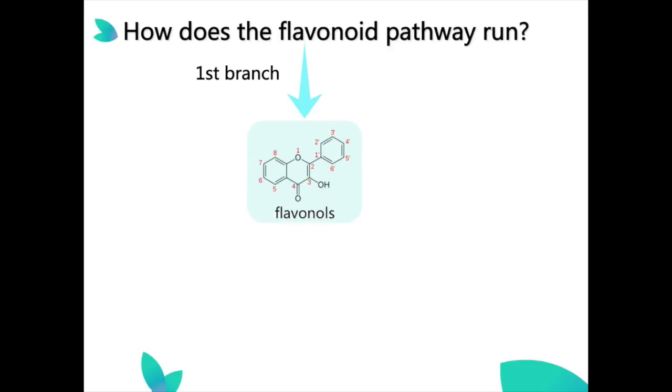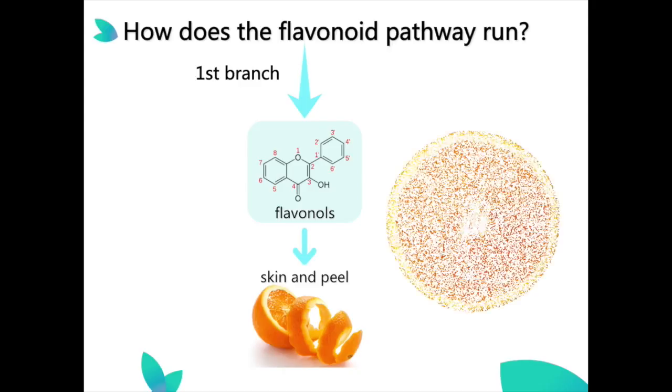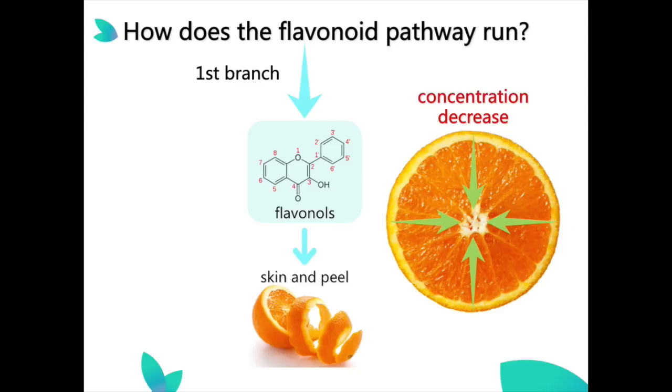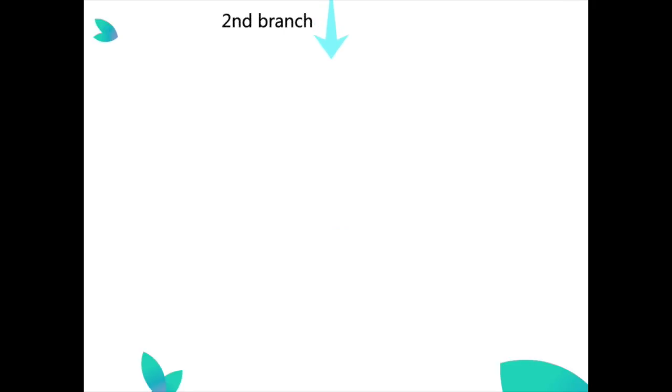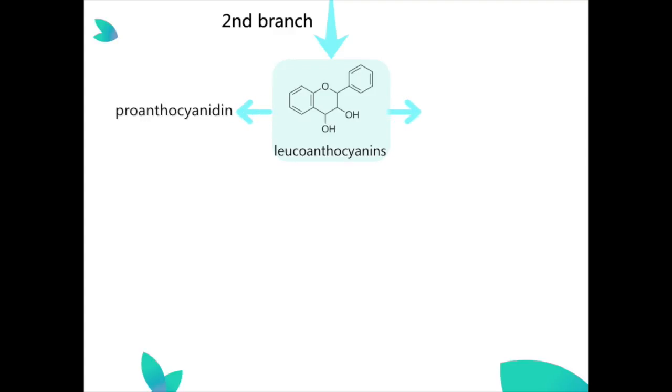In fruit, flavonoids are almost exclusively present as glucosides. They are most abundant in skin and peel and decrease in concentration toward the central core. On the other hand, a specific enzyme catalyzes the formation of leucoanthocyanins, followed by the formation of proanthocyanidins and anthocyanins. Those two products present different characteristics and functions.